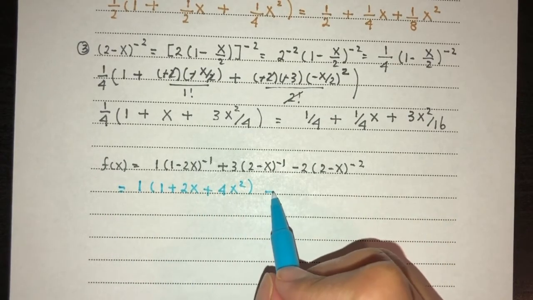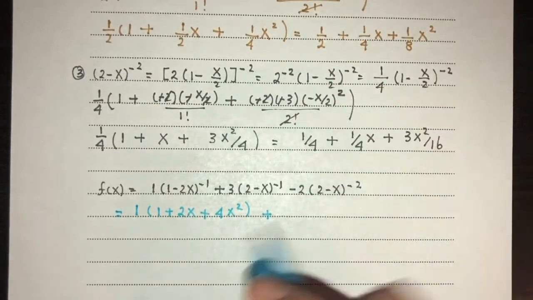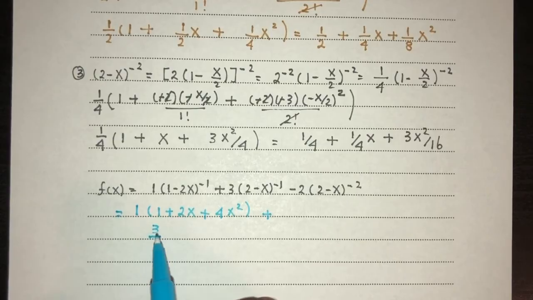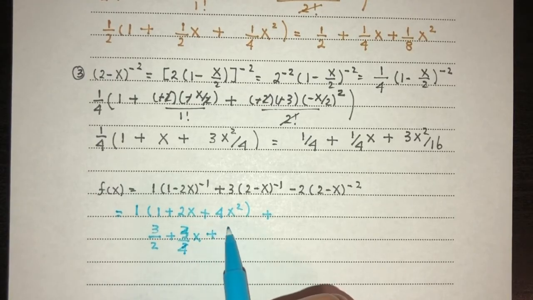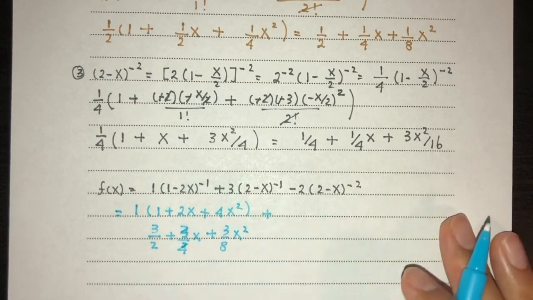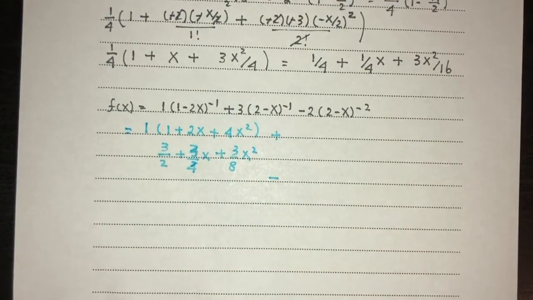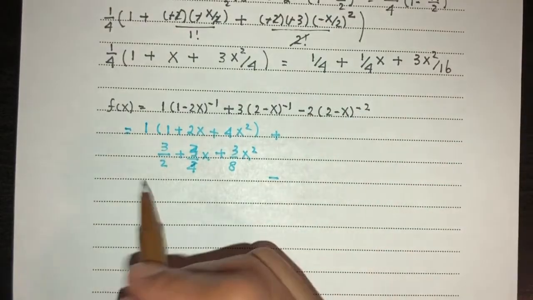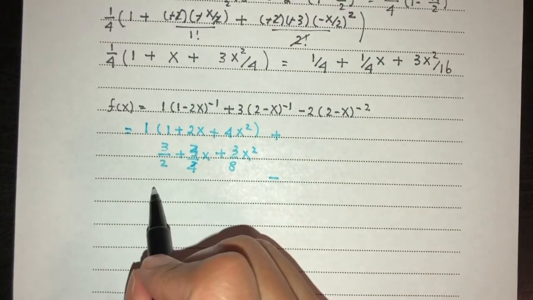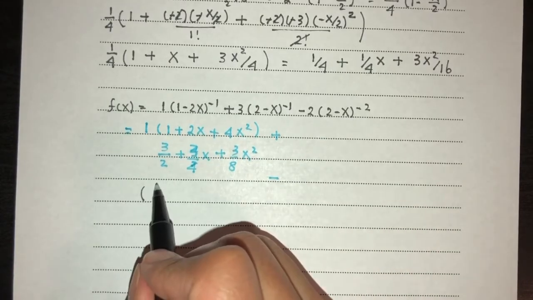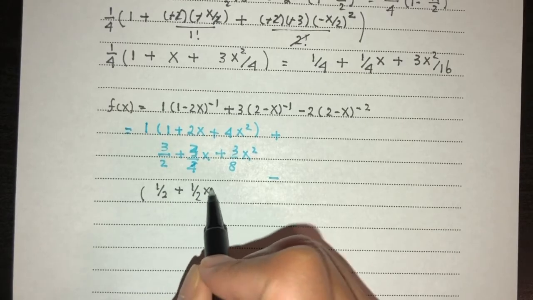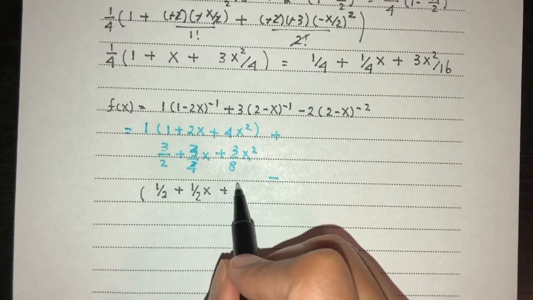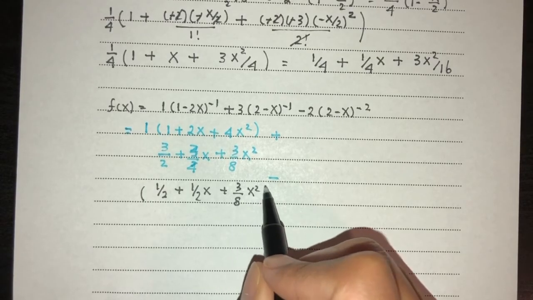Now plus 3, so we have to plus 3 times the second value. That will become 3 over 2 plus 3 over 4 x and plus 3 over 8 x squared. And then finally we have to minus 2 times this value. That will become, let me use black, you will have to use, so minus the whole thing here, that will be half plus half x, and that will be plus 3 over 8 x squared.